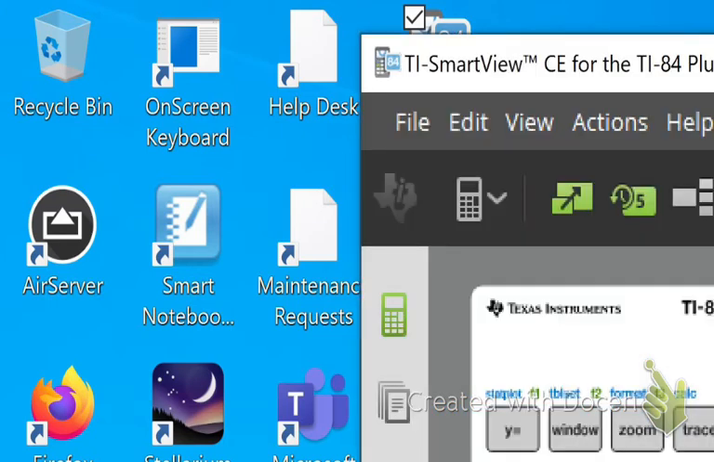Okay, we're good. So the first place we're going to go is the mode button. Make sure it says radian. It's bolded in. If it's not bolded in, you're just going to scroll down. Mine's in degree. So make sure you scroll down so it's flashing on radian, and then hit the enter button. It's bottom right.